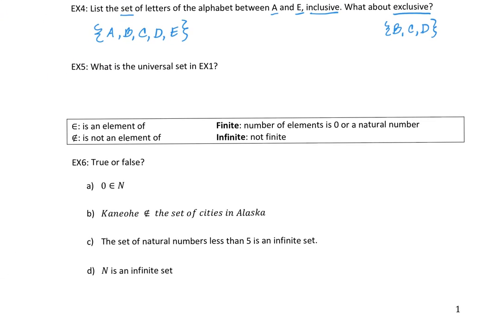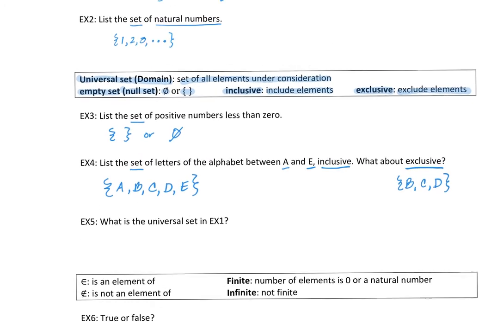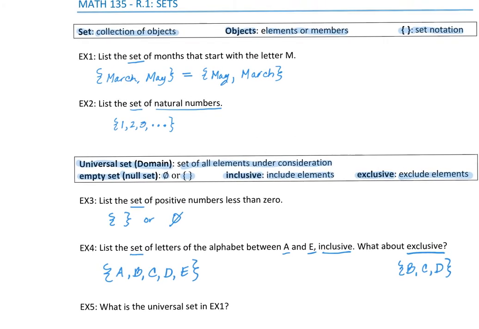In example 5, it says, what is the universal set in example 1? Let's go back to example 1. In example 1, we were asked to list the set of months that start with the letter M. So what we were choosing from is the set of months. So that would be our universal set. Notice that I couldn't put anything in the set that was not a month in our calendar year. It wouldn't belong in the set.